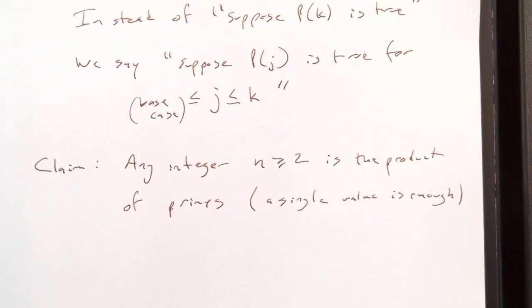Well, my base case will be 2. Is 2 a product of primes? Yeah, because 2 itself is prime, and a single value is enough. Check. Suppose a number k is prime. Suppose 7 is prime. How are you going to use the fact that 7 is prime to tell you something about 8?